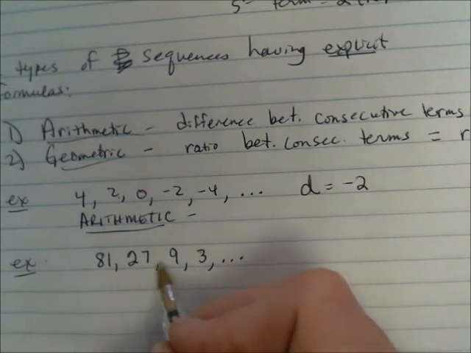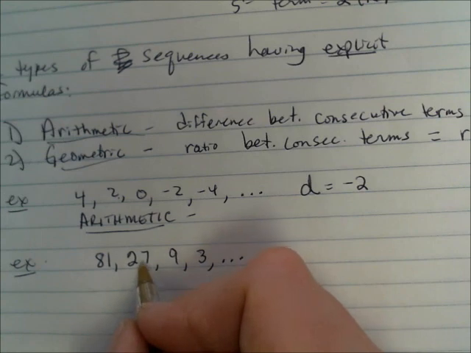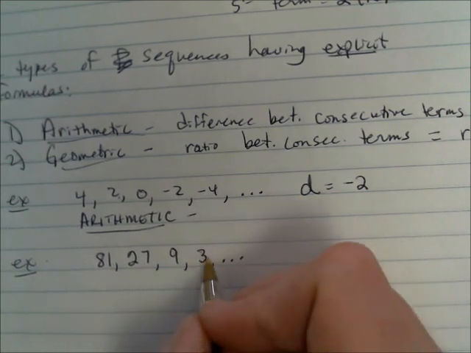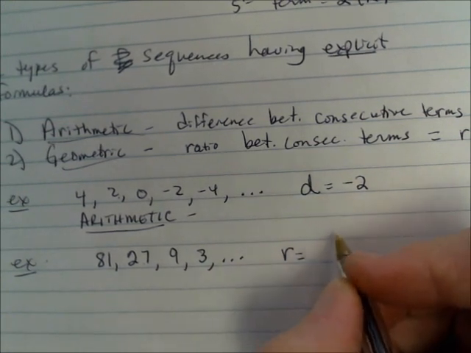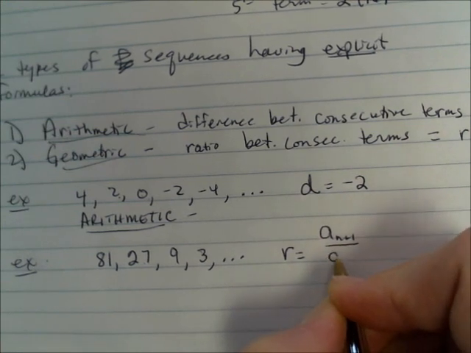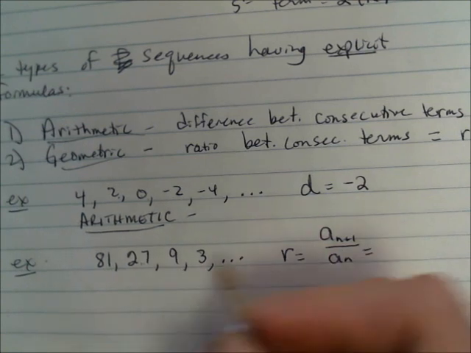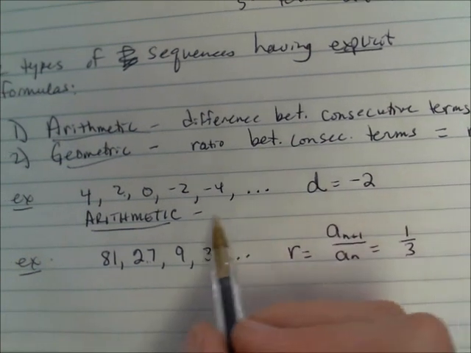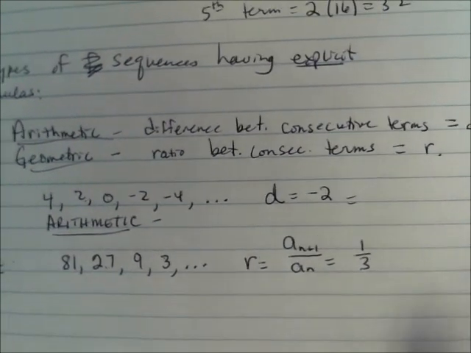Now, if you subtract any two consecutive terms, you don't get the same thing. But if you divide them, 27 divided by 81, 9 divided by 27, 3 divided by 9, this common ratio is you take any later term, divide it by the previous term, so 27 over 81, and you always get 1/3. That is the common ratio. And to get the difference, you can just calculate that if you want to.